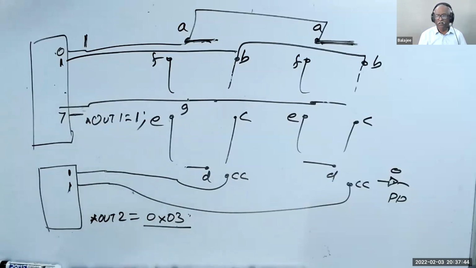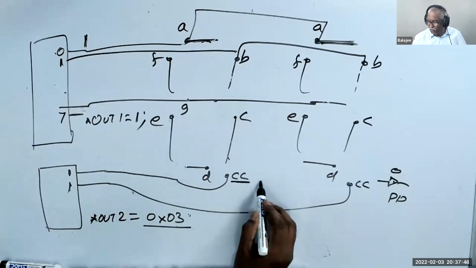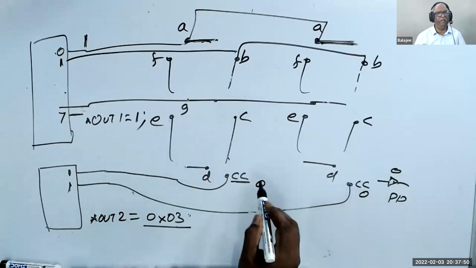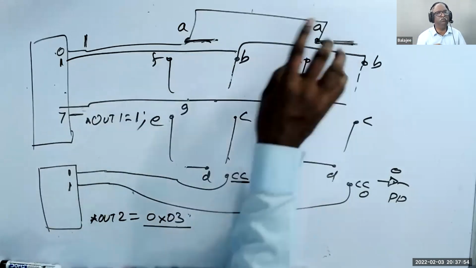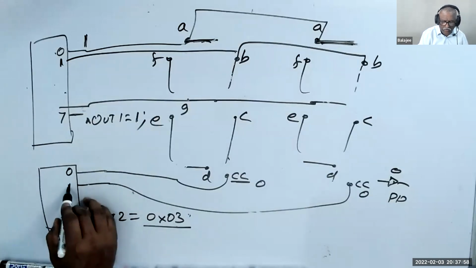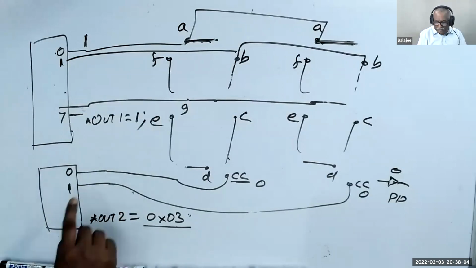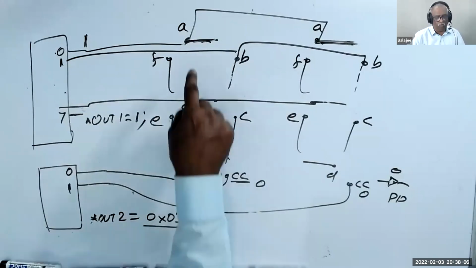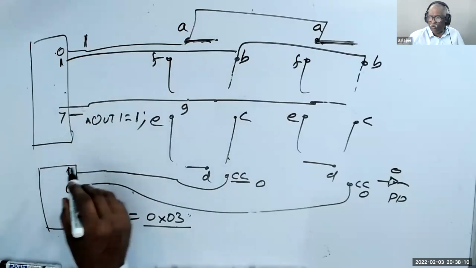Now what happened? This is a common cathode one, so the cathode should be 0. Cathode should be 0 to display. But since I made it 1, both lights will not glow. If you make it 0, 1, what will happen? Since this is 0, this light will glow. If you make this 0 as 1, now this will glow, this will not glow.